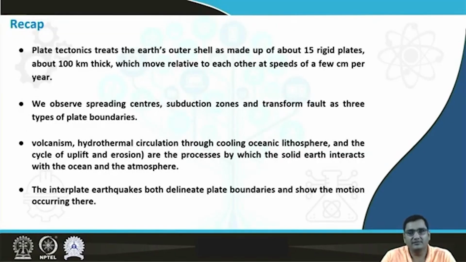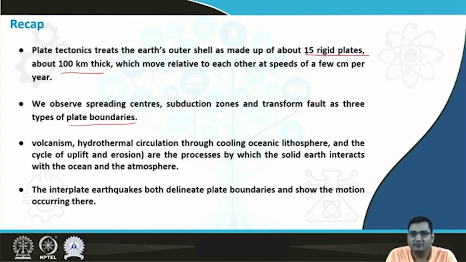Before we delve into today's lecture, let's have a recap of what we have learned in the previous lecture. We learned that plate tectonics treats the Earth's outer shell as made up of about 15 rigid plates, around 100 km thick, and they move relative to each other at speeds of a few centimeters per year. We also observed that spreading centers, subduction zones, and transform faults are the three types of plate boundaries, which means there are three types of plate boundaries possible.